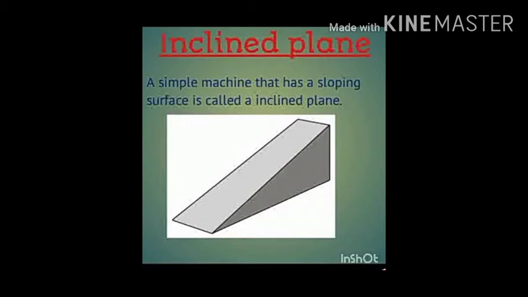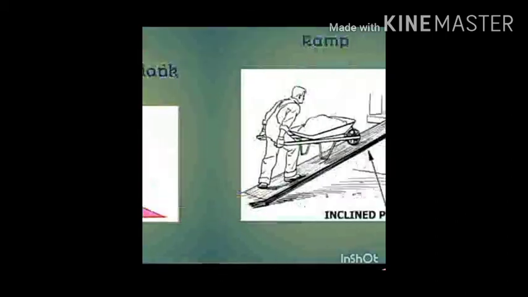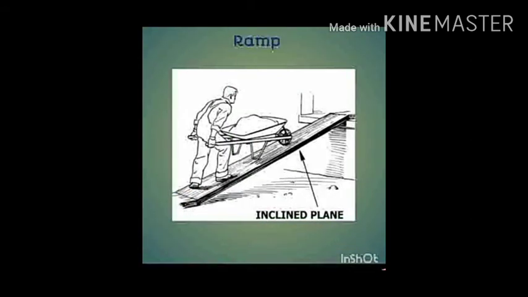A simple machine that has a sloping surface is called an inclined plane. How does this inclined plane help us in our daily life? Yes, my dears, it is also an important thing which helps us in our daily life, like a sloping wooden plank. Not only this example, which is the main example for an inclined plane, but we also use this type of inclined plane for a ramp.